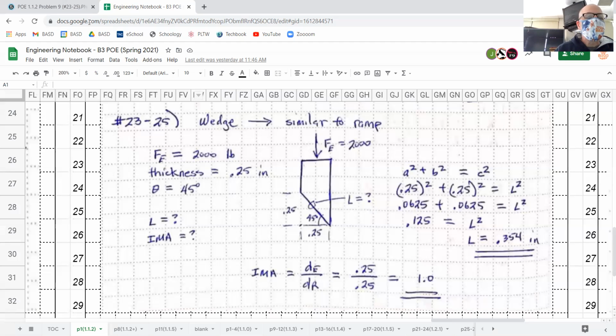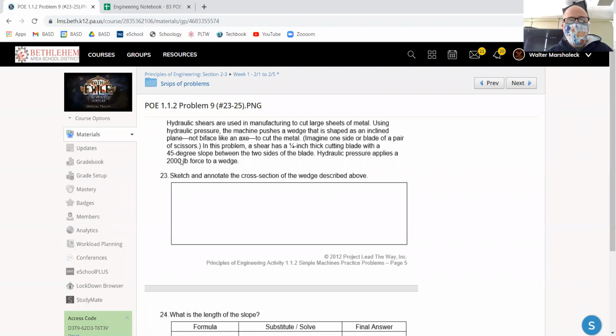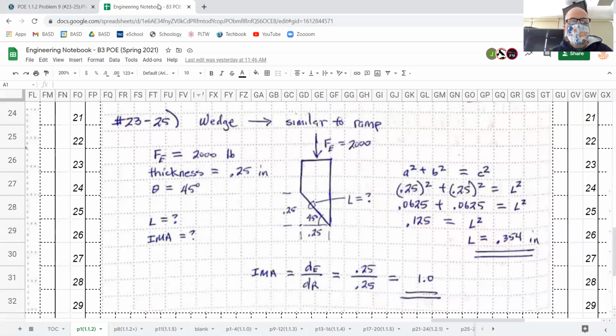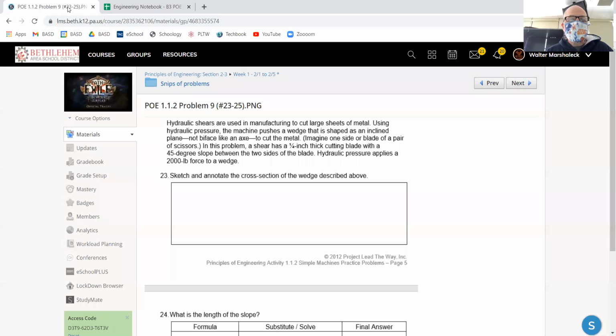But I'm getting ahead of myself, because in the problem, after it gave me the information, 1/4 inch, 45-degree, 2,000 pounds, and that's given, which I put here. The effort force was 2,000 pounds. The thickness is 0.25 inches. And the angle, which I'm calling theta, is 45 degrees. So that's given. The picture that I drew is still part of the given. In the GUESS process, the 5-step process, G for given, that's the illustration or sketch I made, and then those given values with those variables.